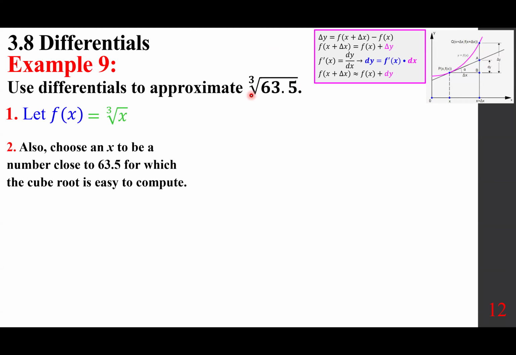The next thing we need, we have to choose a number which is close to the given number 63.5, and we know the cube root of that number. Anyone can give us that number? What is the closest number to 63.5 we know the cube root of?